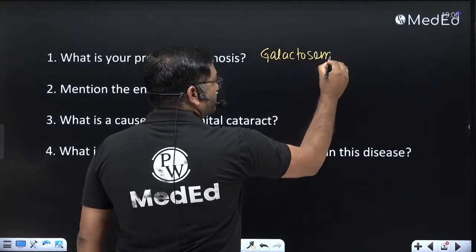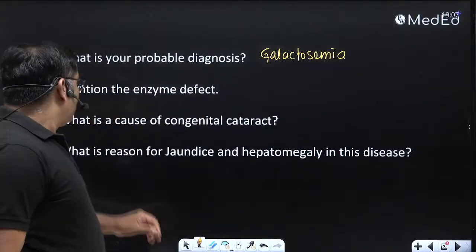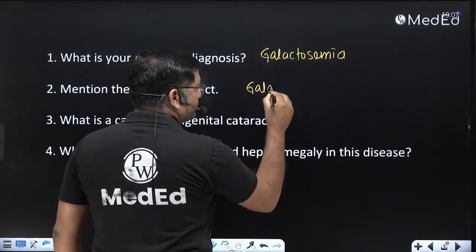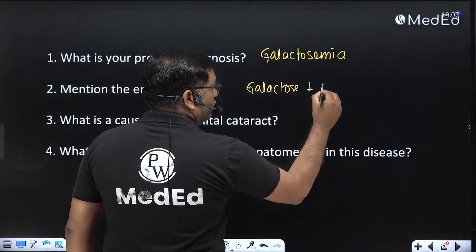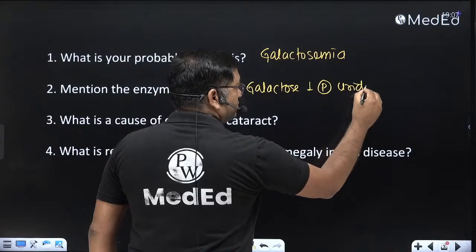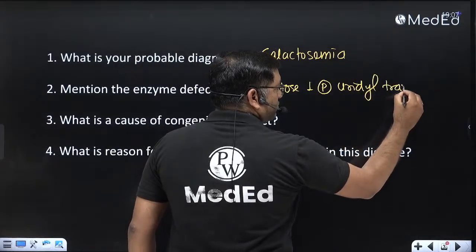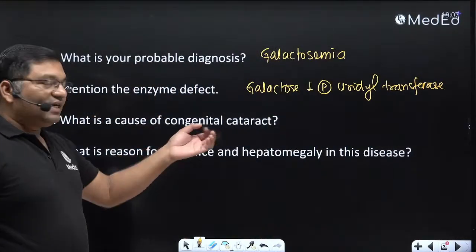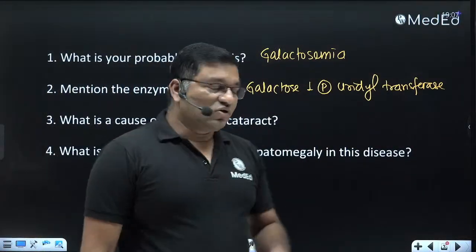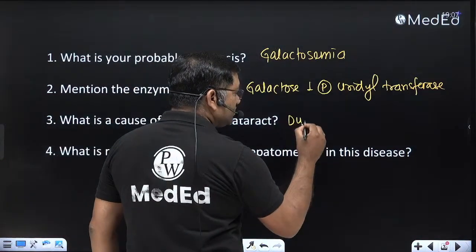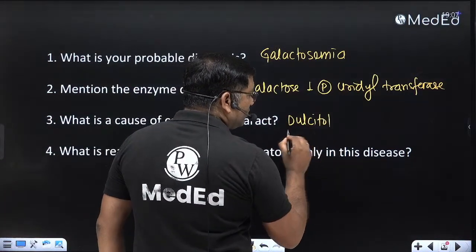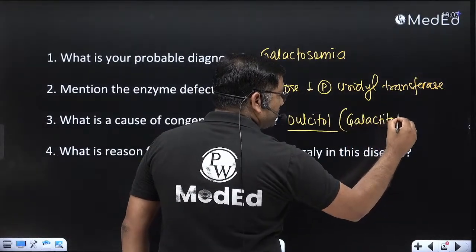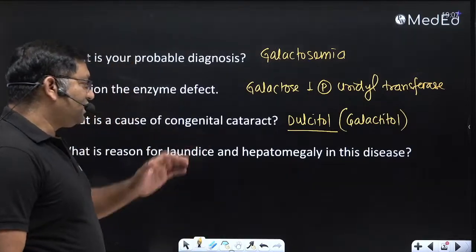Classical galactosemia. Which enzyme is deficient here? It is because of galactose 1 phosphate uridyl transferase. This enzyme is defective. And what is the cause of cataract? It is because of accumulation of galactitol, also known as dulcitol, in the lens, and the osmotic effect of this dulcitol or galactitol causes the opacity in the lens, that is known as congenital cataract.